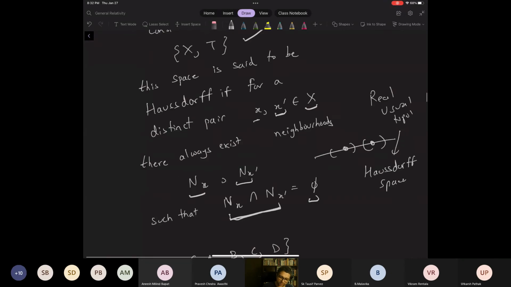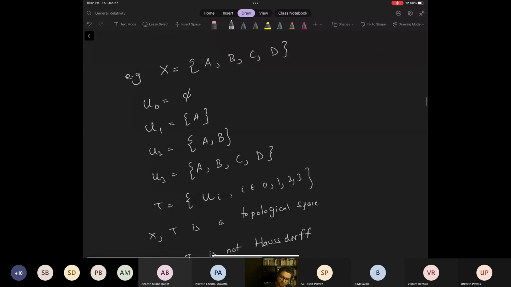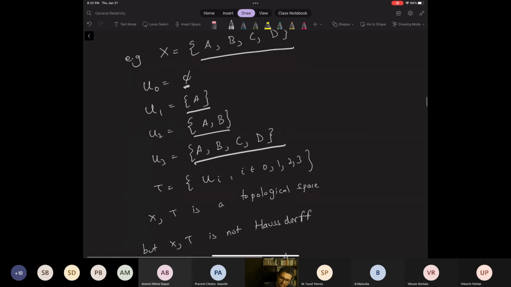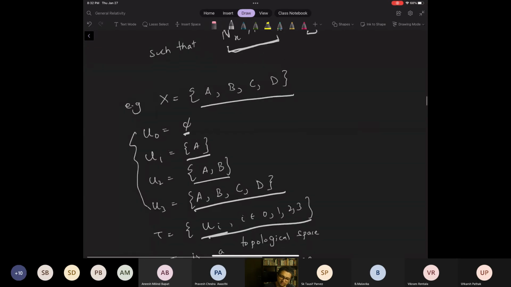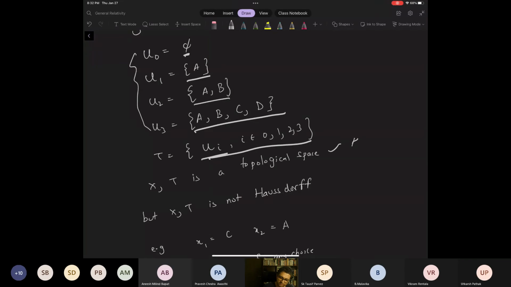So there are some weird examples that you can construct. I'll just leave you with this one. If you take X as {A, B, C, D}, and the sets U: U0 is the null set, U1 is the set X itself, and then these two subsets, the set which includes only A and the set which includes A, B. The first thing is to show that this collection U0, U1, U2, U3 together with X forms a topological space. You can check this as a homework exercise.